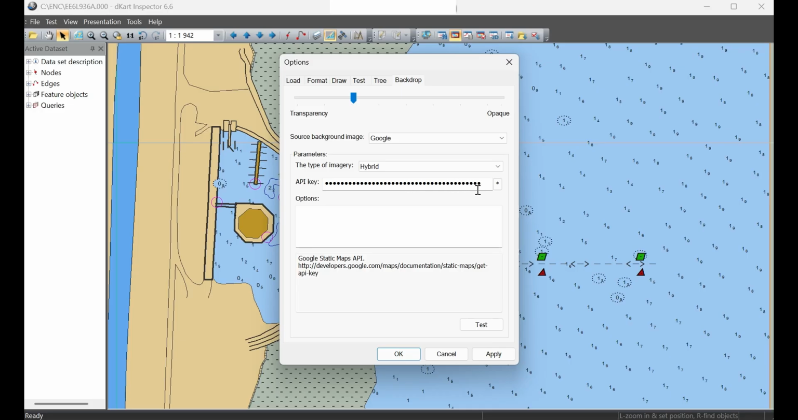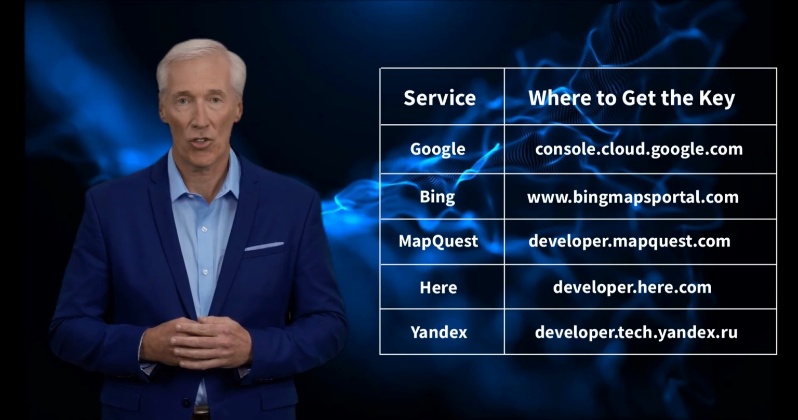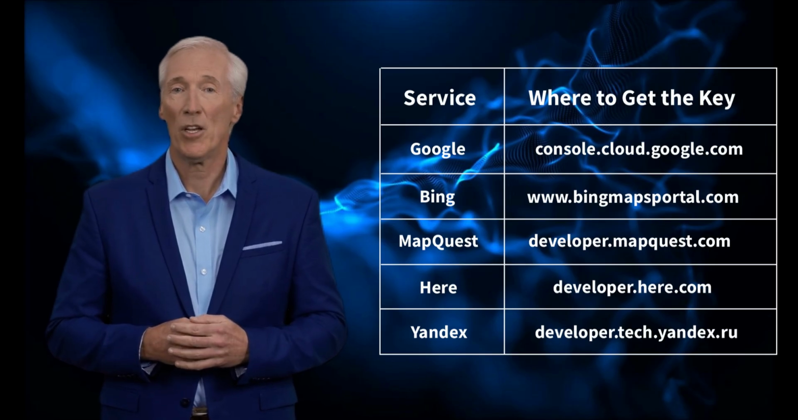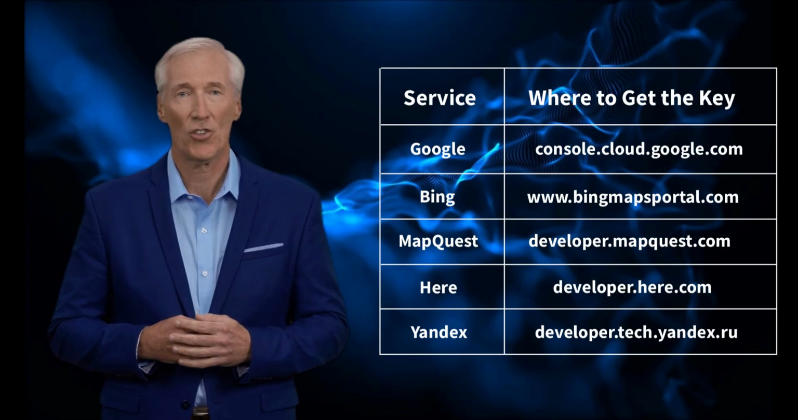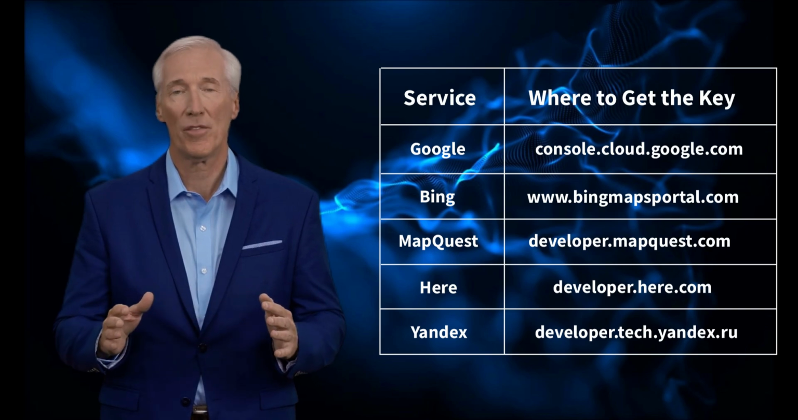To enable the backdrop, you'll need an API key. The software gives you direct links to register and get a key from each provider. Where to get API keys? For Google, go to console.cloud.google.com. For Bing, visit bingmapsportal.com. MapQuest, developer.mapquest.com. Here, developer.here.com. And for Yandex, developer.tech.yandex.ru. Without a valid key, the background layer won't load.